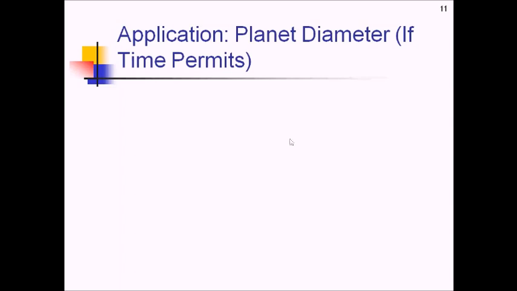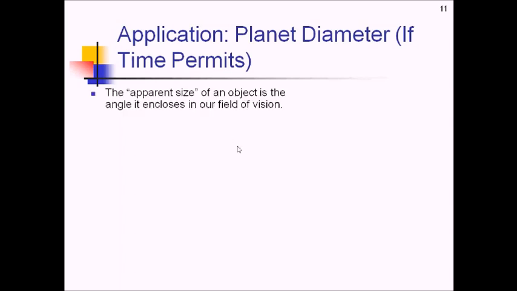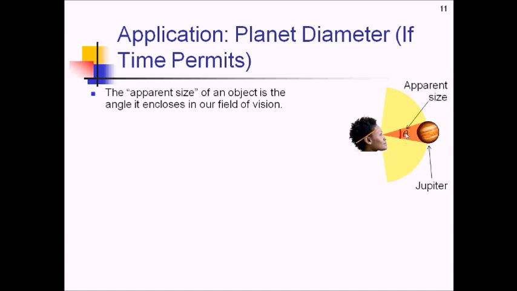We're going to wrap this one up with a nifty real-life problem. The apparent size of an object is the angle it encloses in our field of vision. So here's you. Here's your field of vision. Here's Jupiter. And here's the portion of your field of vision that Jupiter takes up. Now, this little slice here has a central angle, if you will, and that central angle is what we refer to as the apparent size.